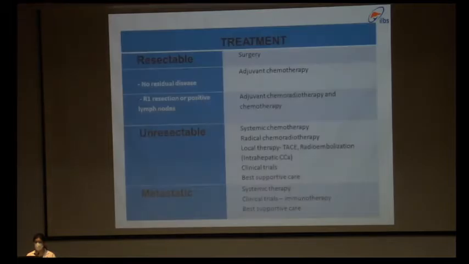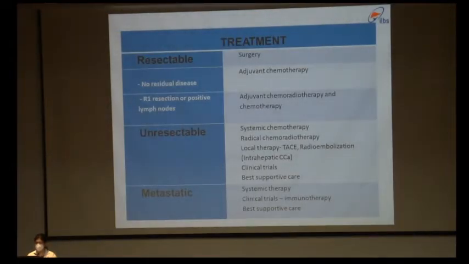Now the treatment. If the disease is resectable, surgery has to be done, followed by adjuvant chemoradiation therapy as per the histopathology. If unresectable, then systemic chemotherapy, radical chemoradiation therapy, or local therapy in case of intrahepatic cholangiocarcinoma, like TACE, radioembolization, SBRT. In metastasis, systemic therapy, immunotherapy, or best supportive care.